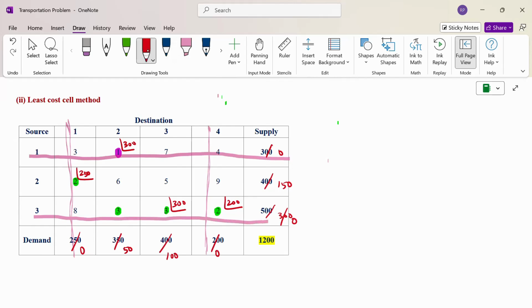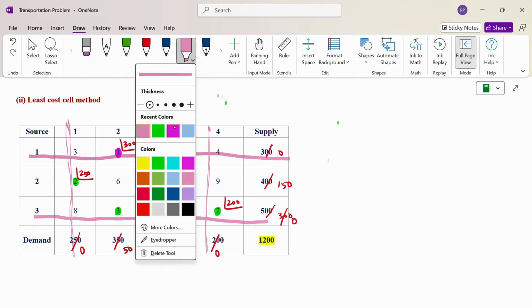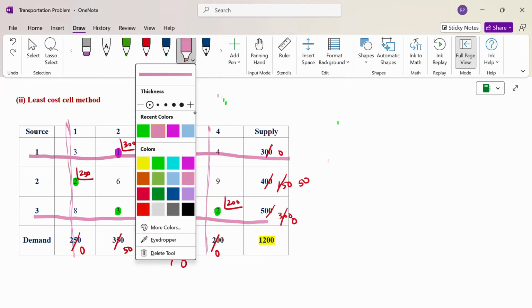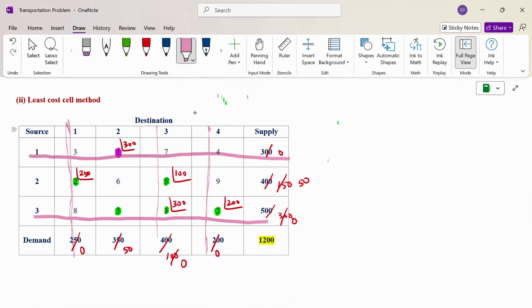Then we have only possible 6 5, 6 5. So the least number is 5. So this 5 is to allocate 100. Then balance 50, 0. Now delete this column. Now only 6, this 6 is to allocate 50, 0 0.